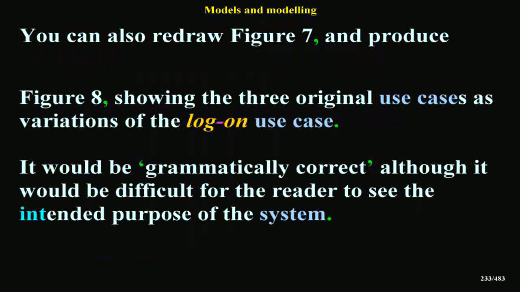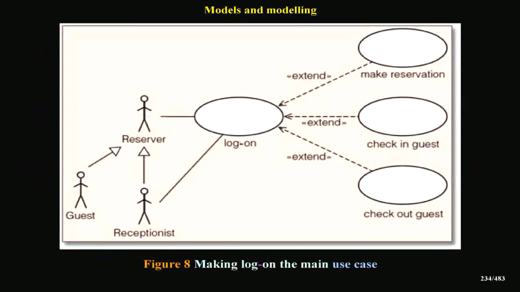You can also redraw Figure 7 and produce Figure 8, showing the three original use cases as variations of the log-on use case. It would be grammatically correct, although it would be difficult for the reader to see the intended purpose of the system. Figure 8: making log-on the main use case.